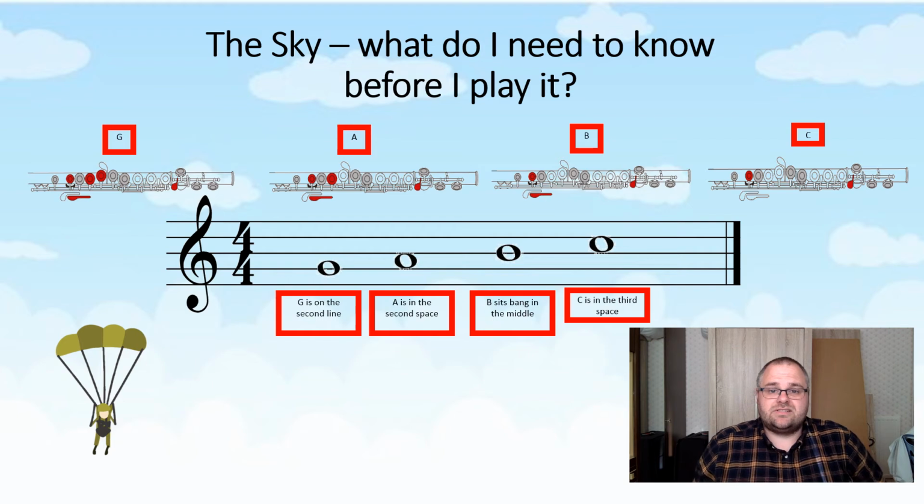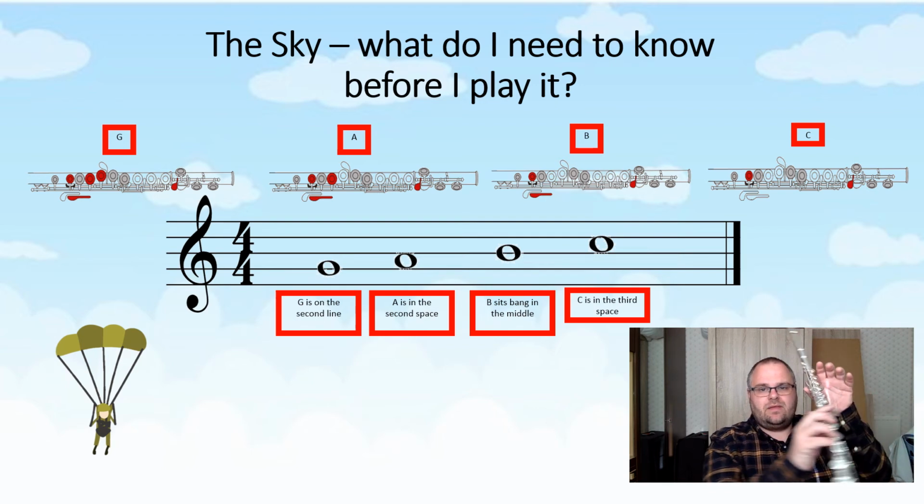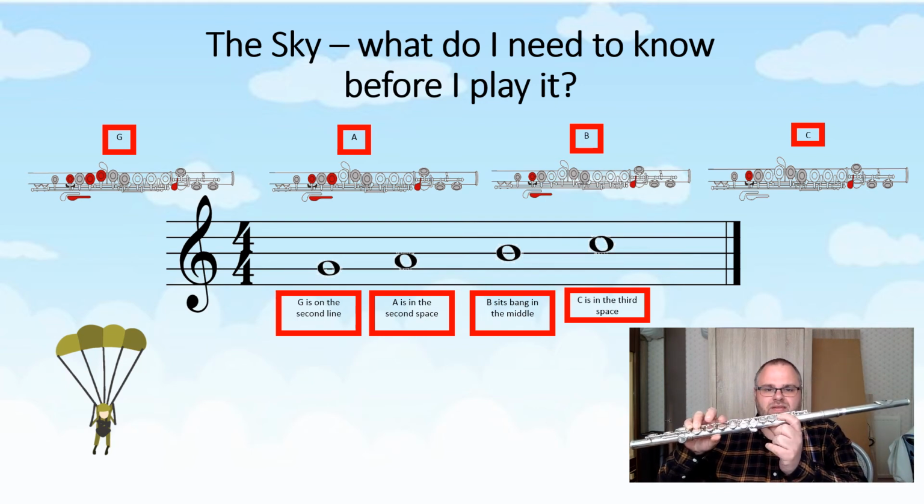We're now going to remind ourselves of the notes that we use for the sky. Those are G, A, B and C. To play G, we need our thumb on the back, our first finger on the B key, we miss the next key, put our middle finger on the A key, and our third finger on the G key.